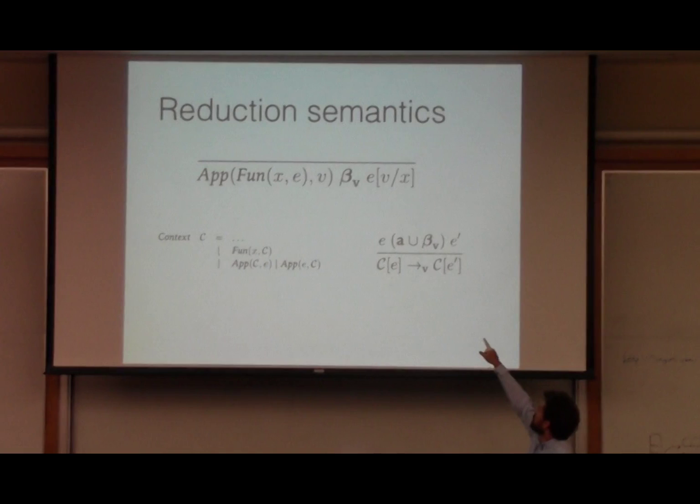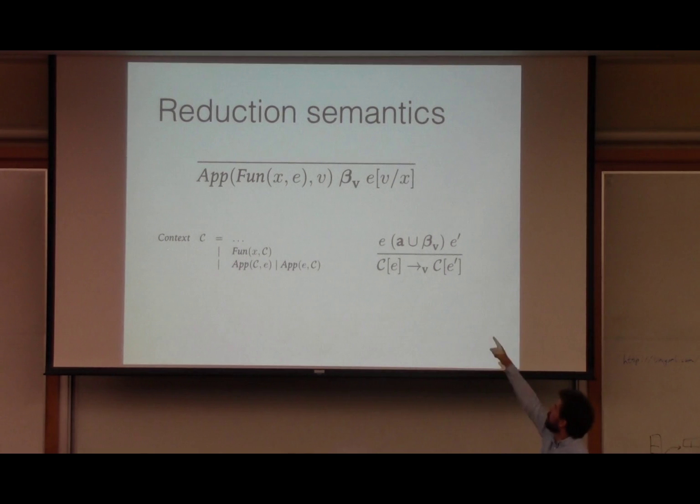So A and beta are relations. And when I say the union of them, I'm just talking about, if we think of them as sets of pairs, right? A relation is a set of pairs that are related, then union is just the union of those sets of pairs. In other words, if E can take a step to E prime by the axioms of arithmetic, or E can take a step to E prime by the beta V axiom, then it takes a step in this relation. Okay? Yeah.